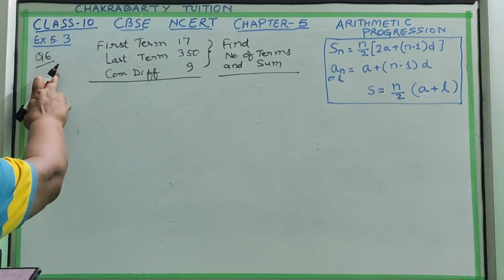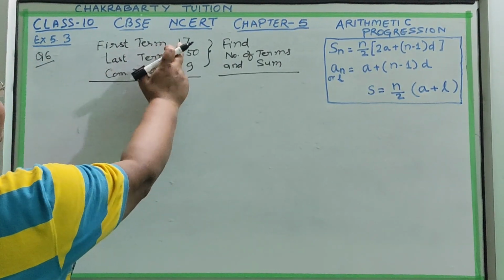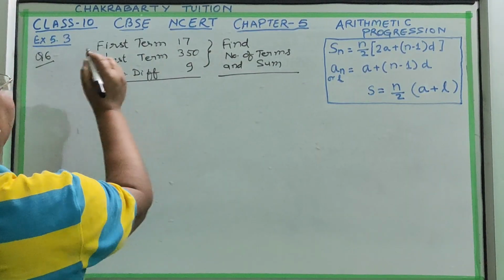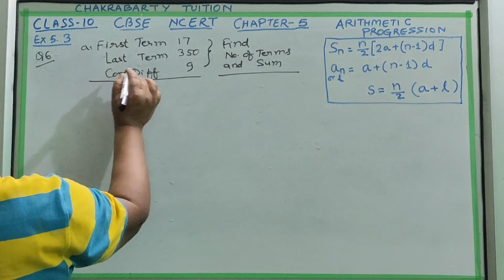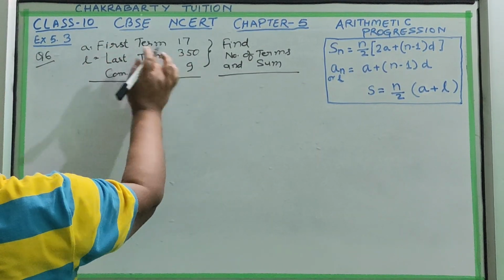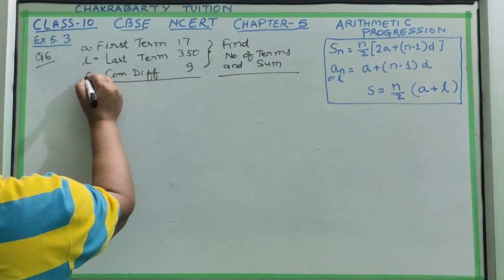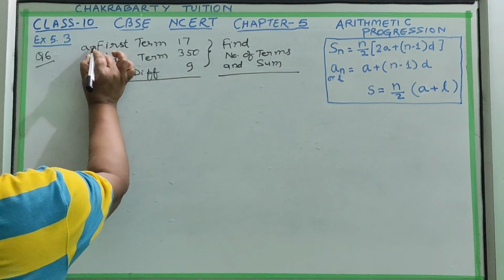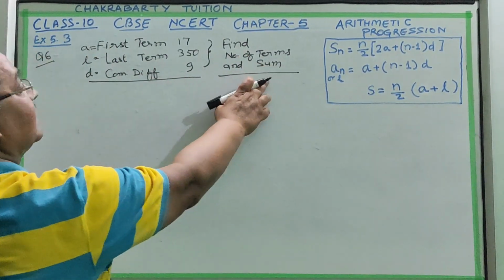Now question number 6. First term is given, 17. First term is A. Last term is given, 350. Common difference D is also given. So these are given, and you have to find out the number of terms and the sum.